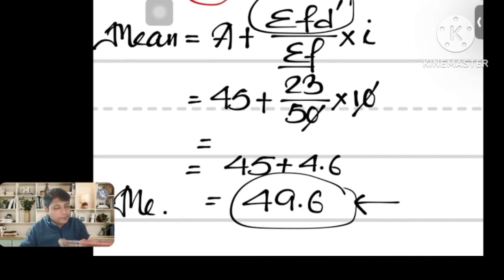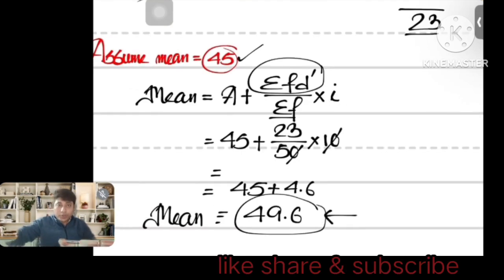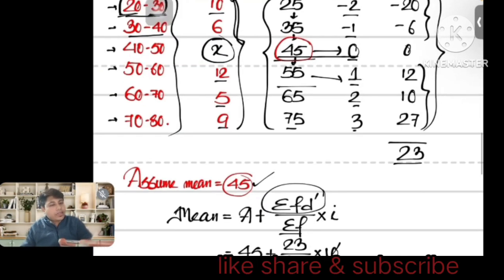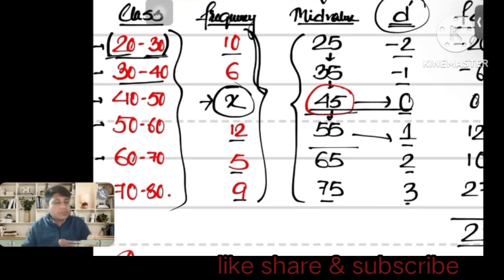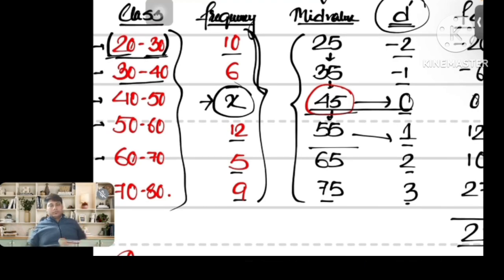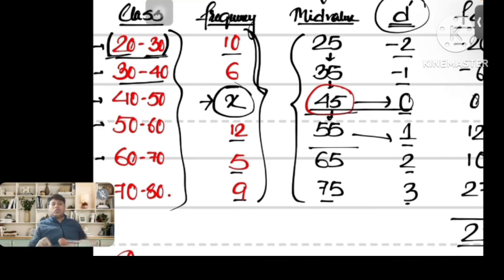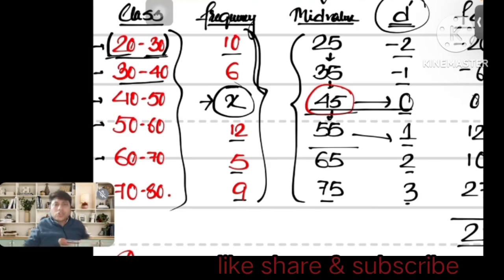Suppose the mean given is 49.6. As we already calculated in the last question, we know the answer will be 49.6. And we have to calculate the value of x, meaning the frequency which is not given. Students sometimes get a bit confused: Sir, how to solve this kind of question?